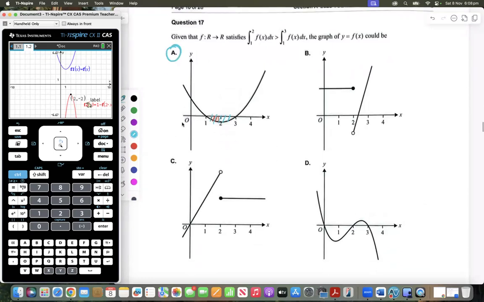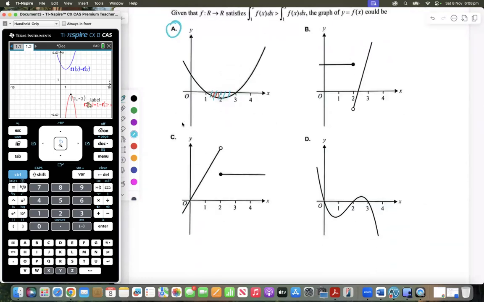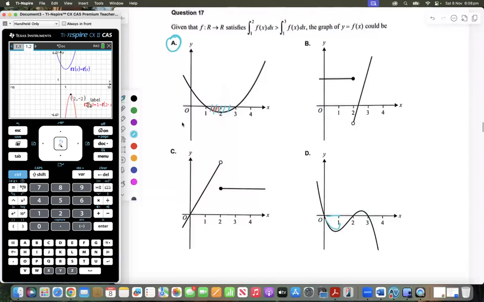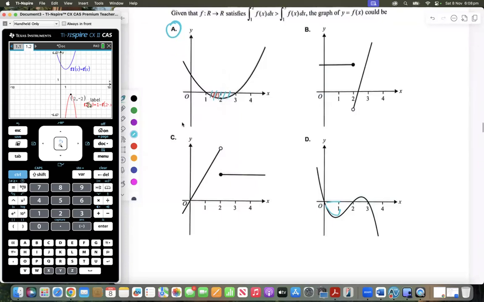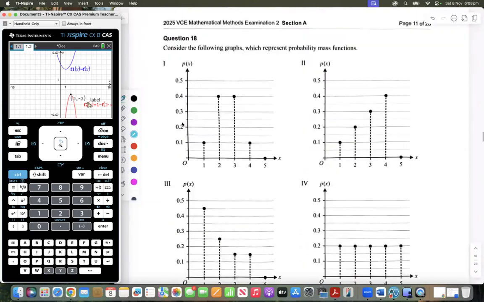A is the answer. Let's check the others. So if you go into here, 1 to 2 is a negatively large. No, that's wrong. Okay. The one, yeah, is correct. A is correct. Okay, this question. Consider the following graphs.